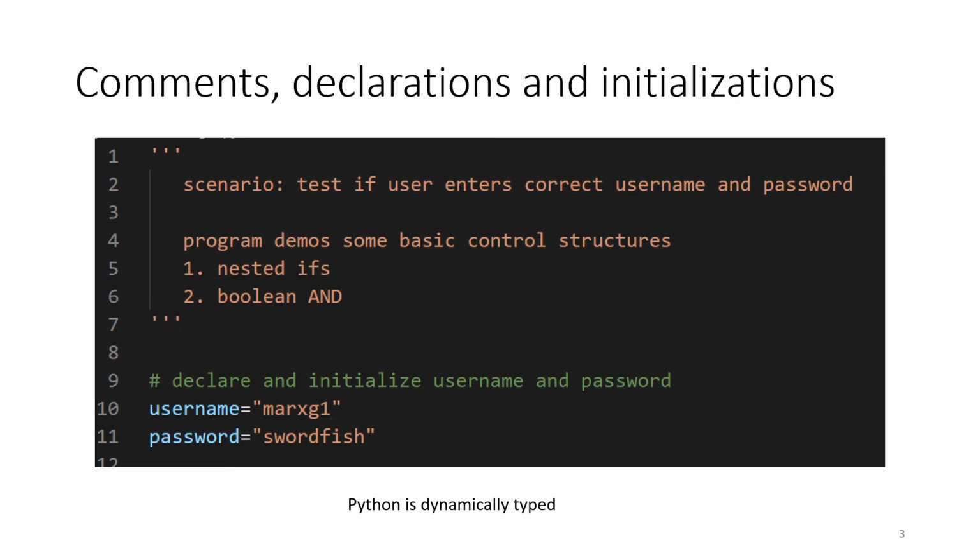So the first thing we're going to do is declare and initialize the target username and password. We're going to use marksg1 as the username, swordfish as the password. And we see here that in Python, we do not have to specify a type, that Python is dynamically typed. It will figure out from the data entered what the type of the variable is.